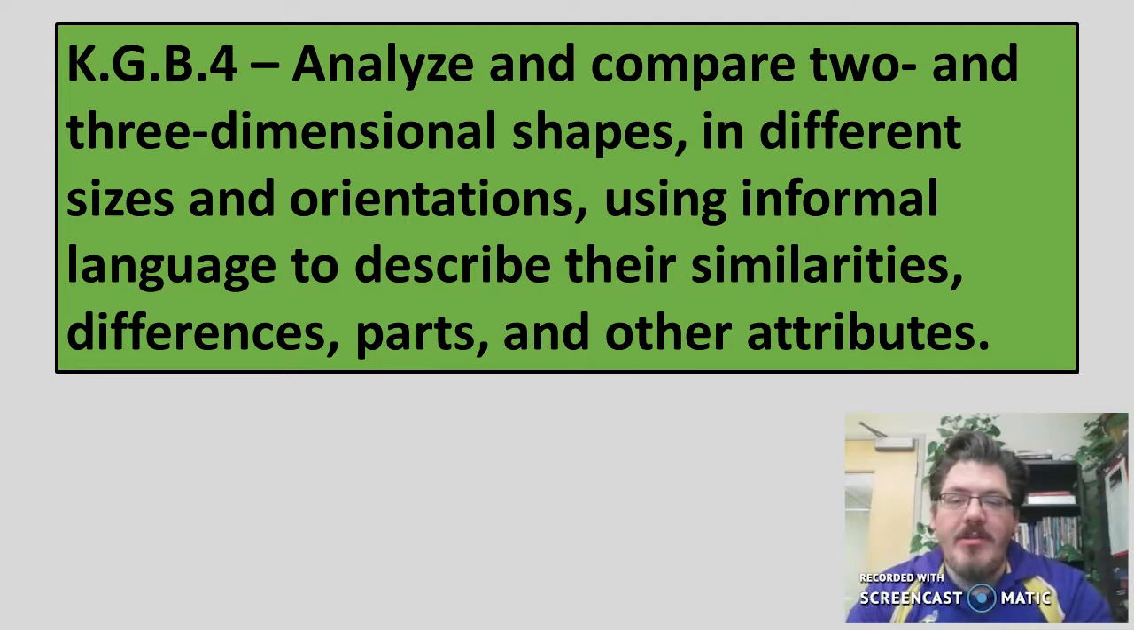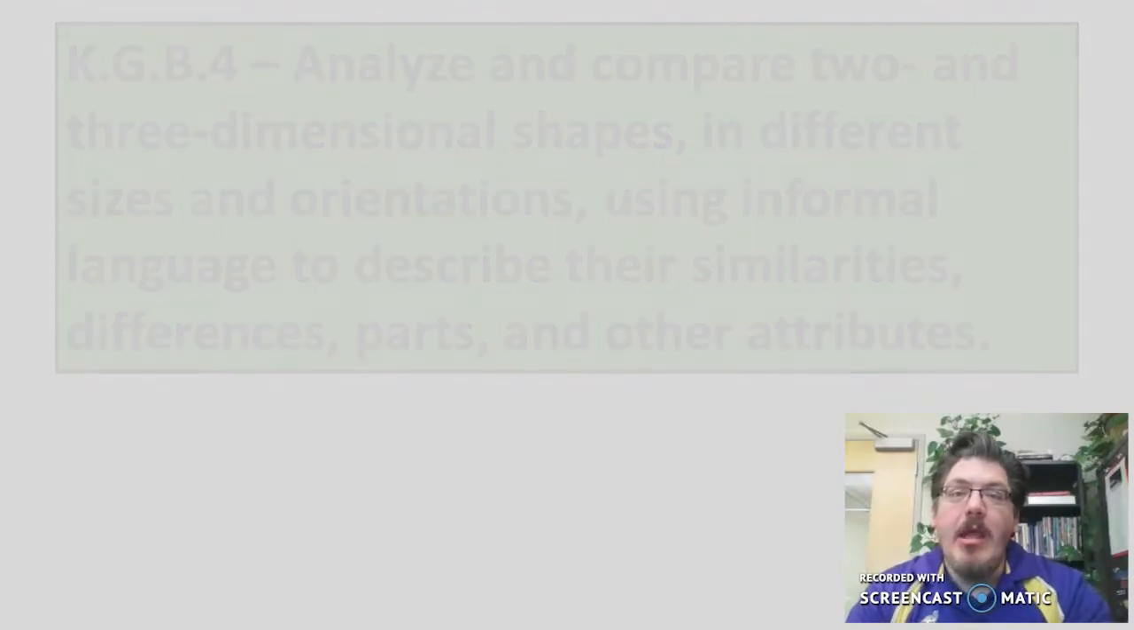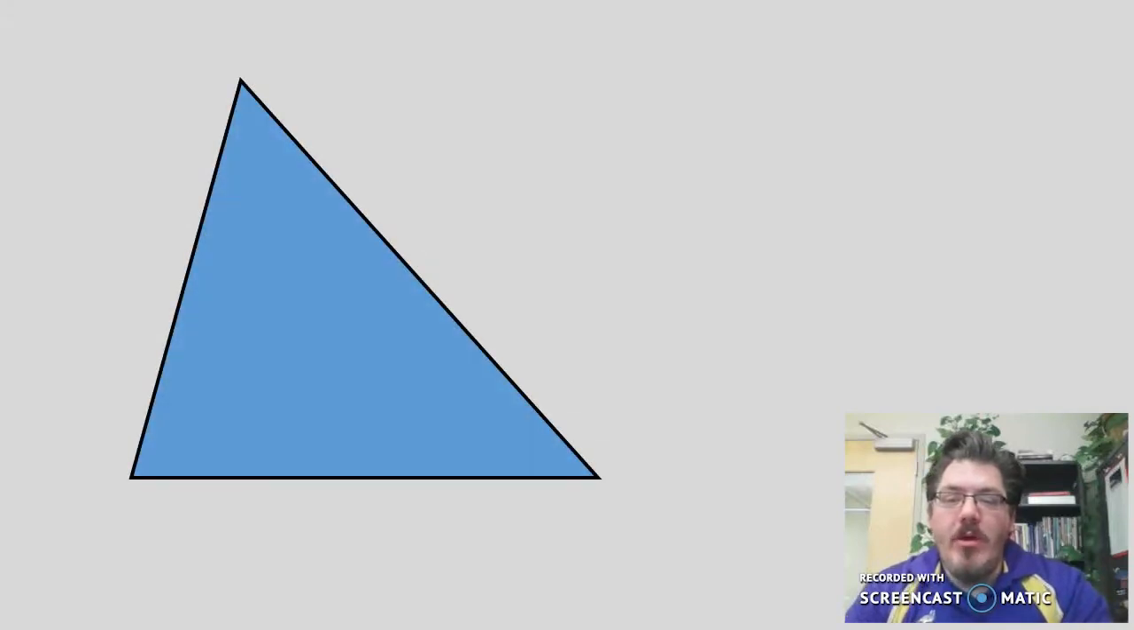The verbiage of this standard covers a lot of territory in terms of what a kindergarten student should be able to do. Let's just go through a variety of examples that illustrate how a kindergarten student might analyze and compare shapes. Here we go. Let's start with a basic shape like a triangle. If we were to ask a student to describe the characteristics of a triangle, what are some things that he or she might come up with?